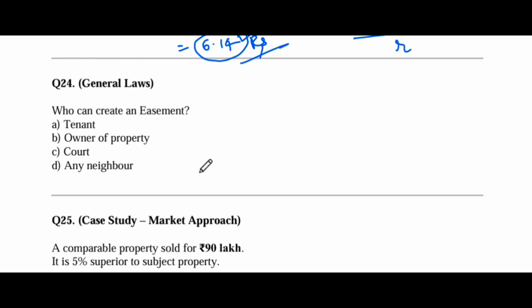Who can create an easement? Tenant, owner of property, court or any neighbor. Owner of property.